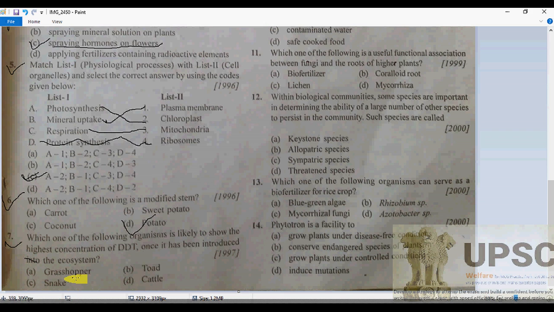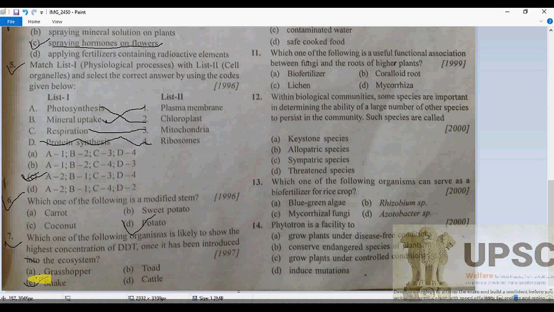So as we know, here the snake is a tertiary consumer. So definitely here C will be the answer. Why is it so? If we go for the explanation, then definitely I can say DDT, as we know, is a non-biodegradable chemical.